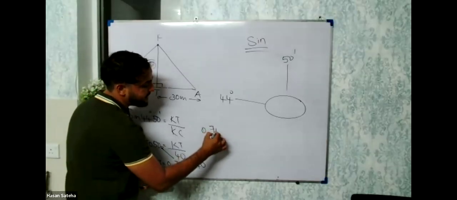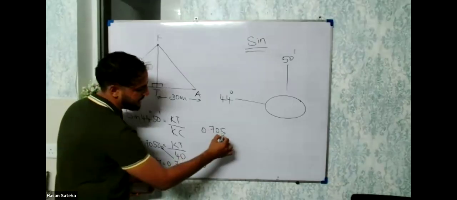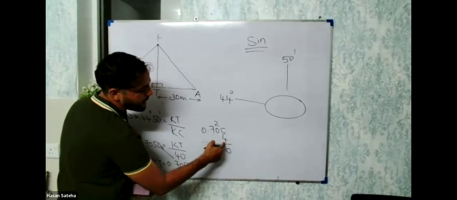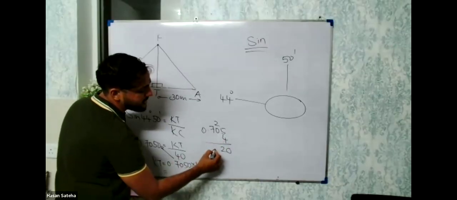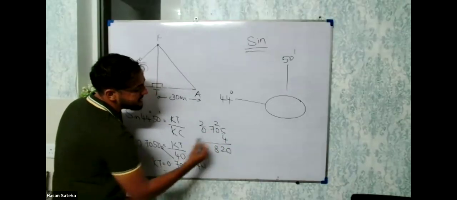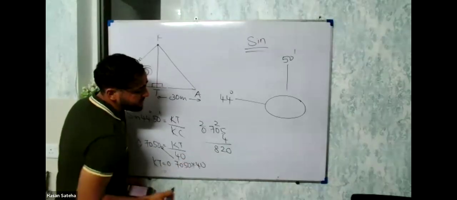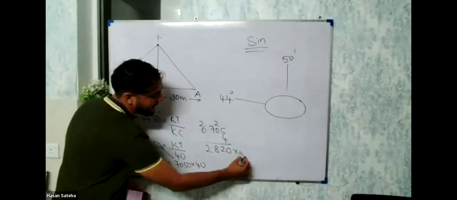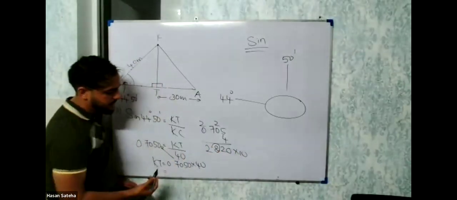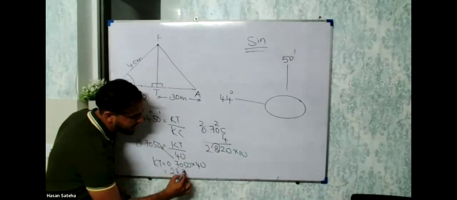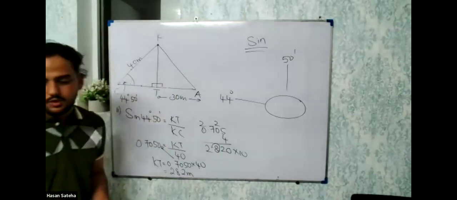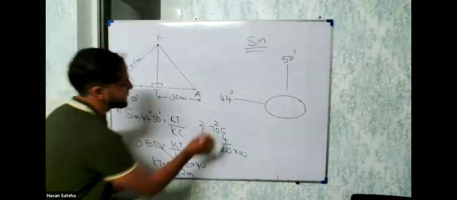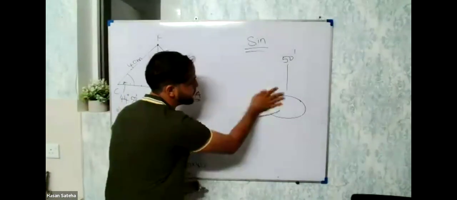So 0.705. Now 0 is not needed. Multiplied by 4. 4 into 5 is 20, 2 here. 0 into 4 is 0 plus 2 is 2. 4 into 7 is 28. So 2.820. Now remember, you have to multiply by 10. To multiply by 10, move the decimal point here. So you have your answer 28.2 meters. It's a length, so it will be meters. So 28.2 meters. Okay, that is your Roman number 2.